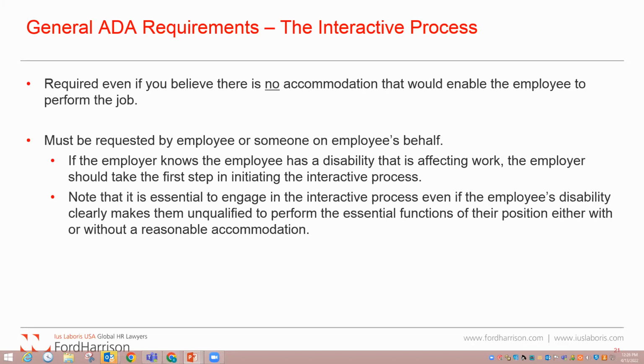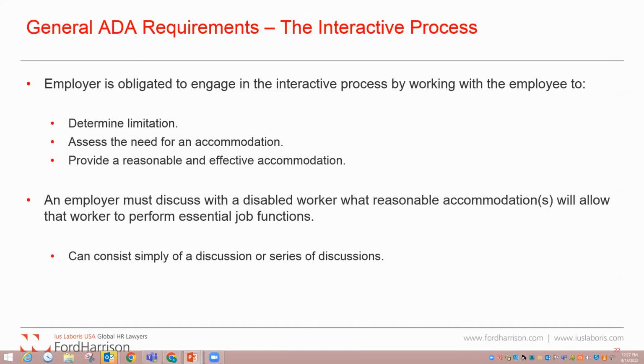And the interactive process comes about if the employer knows the person has a disability that's affecting work, or the employee requests it, either way. The things to do with the interactive process are to talk about what the limitations are, assess the need for an accommodation, and provide something.